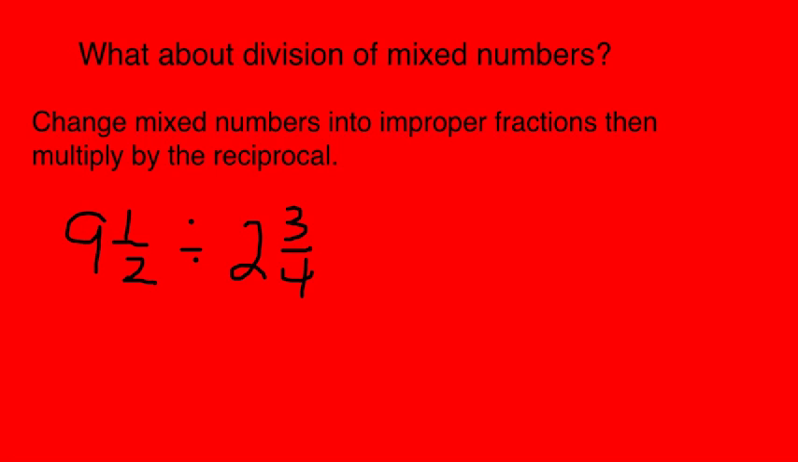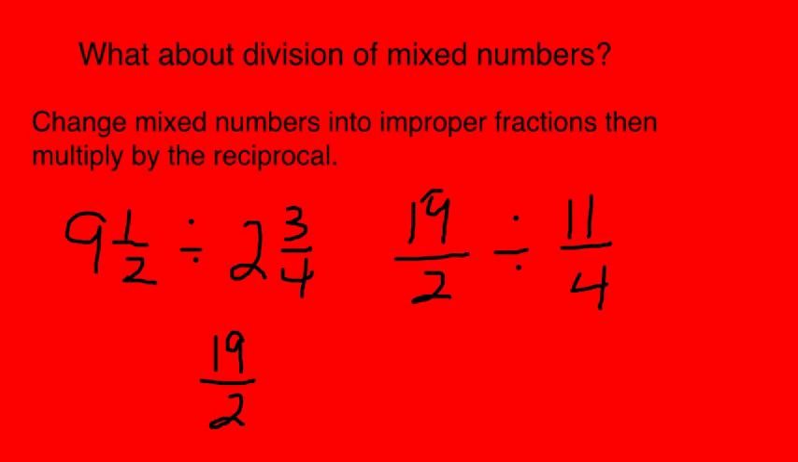So 9 times 2 is 18 plus 1, and I get 19/2. And 2 times 4 is 8 plus 3 is 11 over 4. I still have a division problem. I haven't done any KFC yet. So now I'm going to do my keep, flip, change, or multiply by the reciprocal. So now I have 19 over 2, sorry. Flip the second fraction to 4 over 11. Change division to multiplication. Do you see a cross cancel? Yeah, I got it. 2 goes into 2 once, and 2 goes into 4 twice.